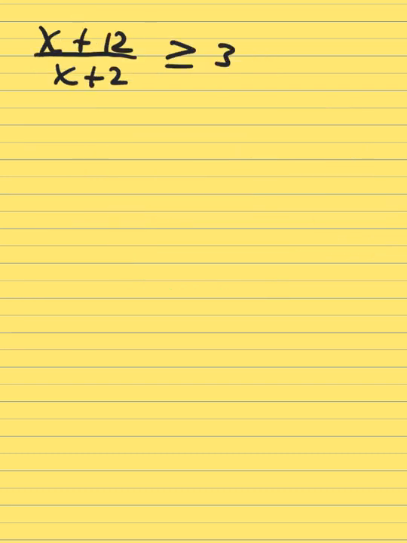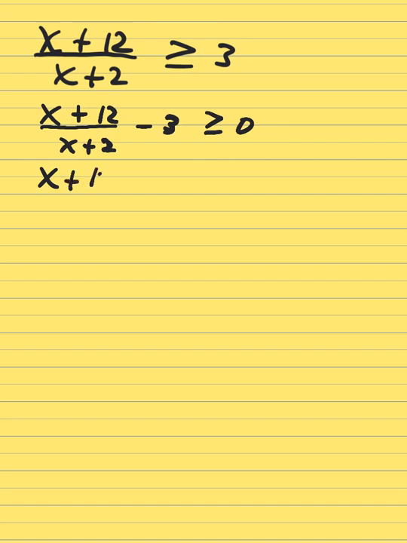Let's look at another rational inequality. The 3, let's move it to the left side, and that's going to give us x plus 12 over x plus 2 minus 3 greater than or equal to 0. 3, you can write it as a rational expression if you multiply it top and bottom by x plus 2.